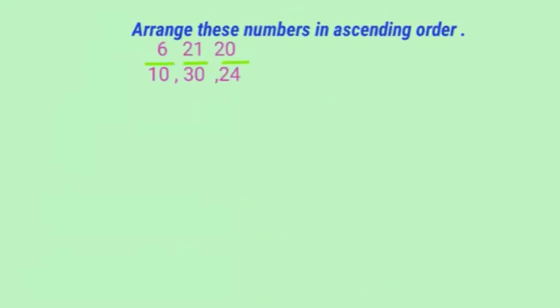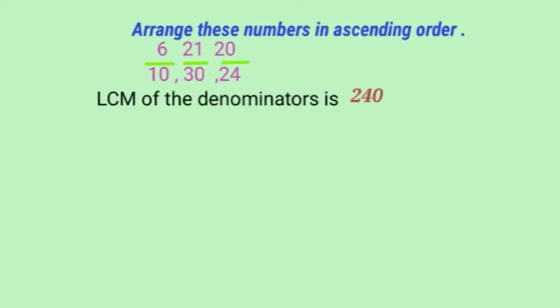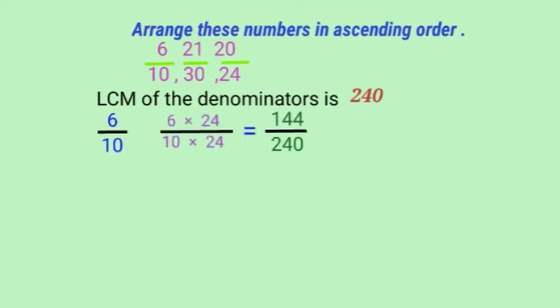Next one, arrange these numbers in ascending order. 6 by 10, 21 by 30, 20 by 24. Here also the denominators are different. So first take the LCM of the denominators. LCM of the denominators is equal to 240. Now take each number one by one. First one, 6 by 10 is equal to 6 into 24 by 10 into 24, that is equal to 144 by 240.